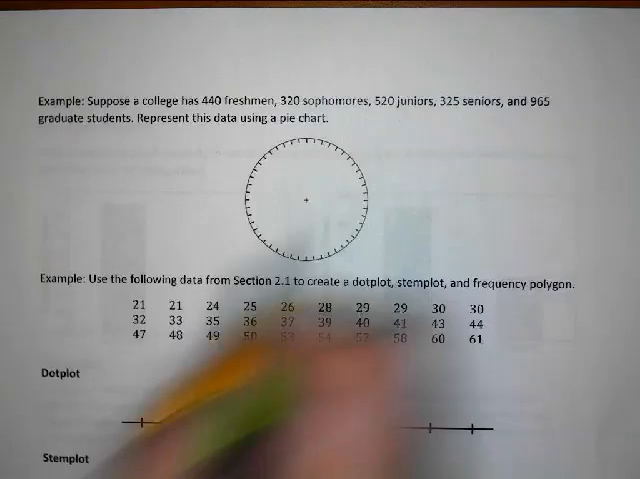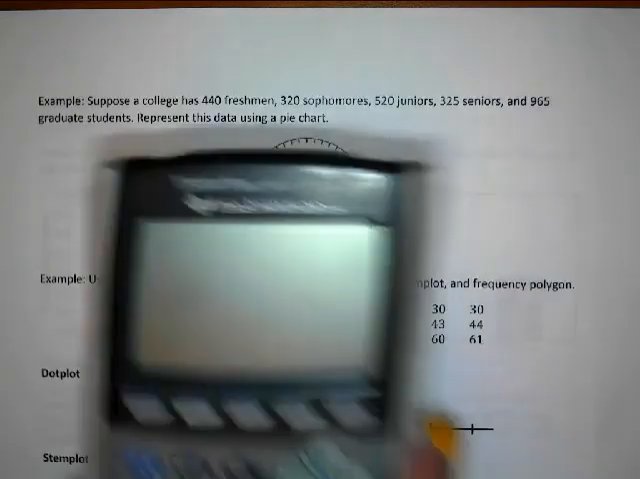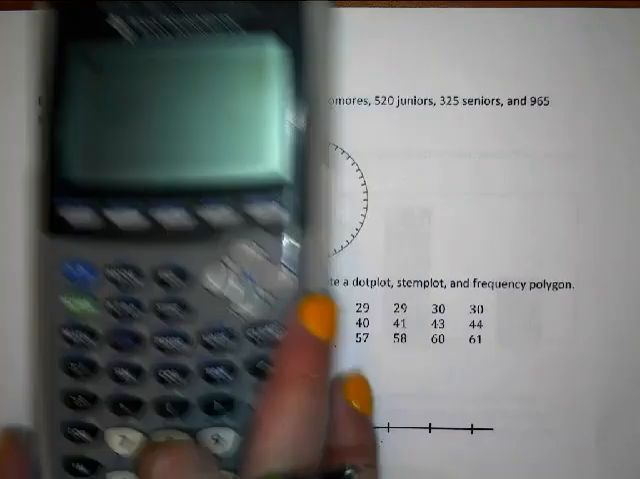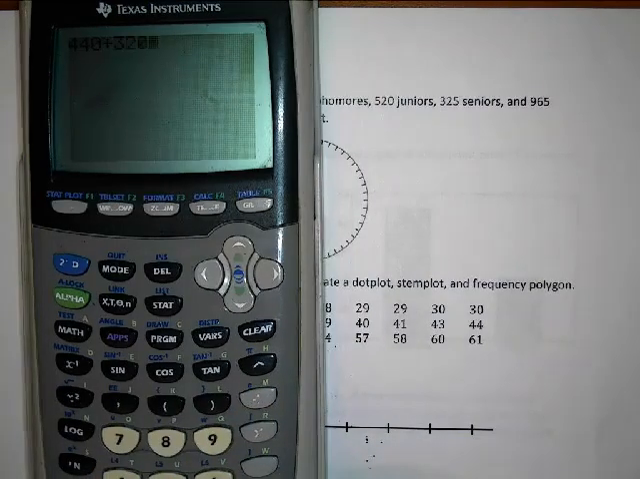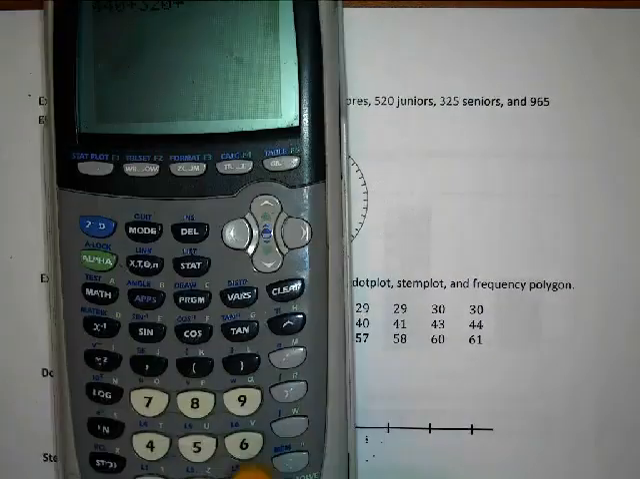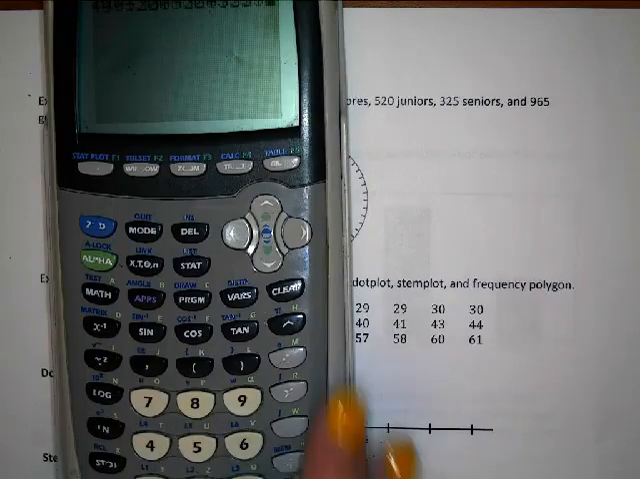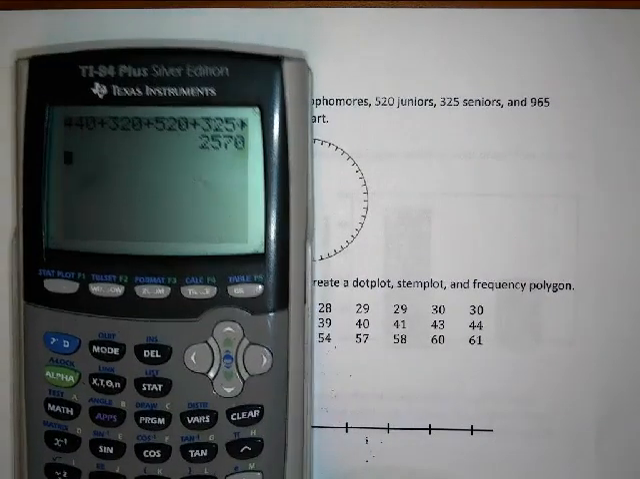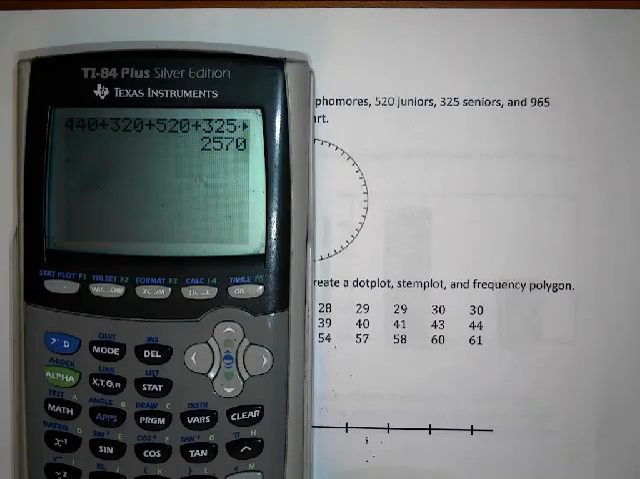So it's helpful if we're doing a pie chart to know what the total number is. So 440, 320, 520, 325, 965. So there are 2,570 students total.